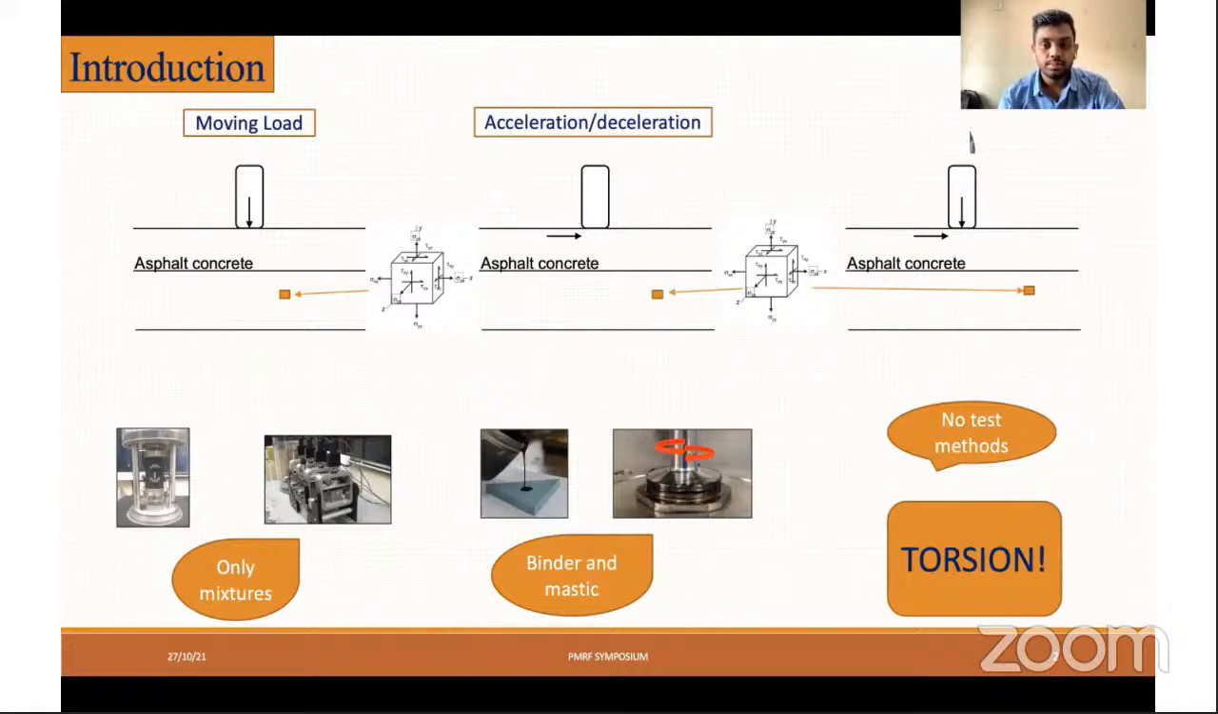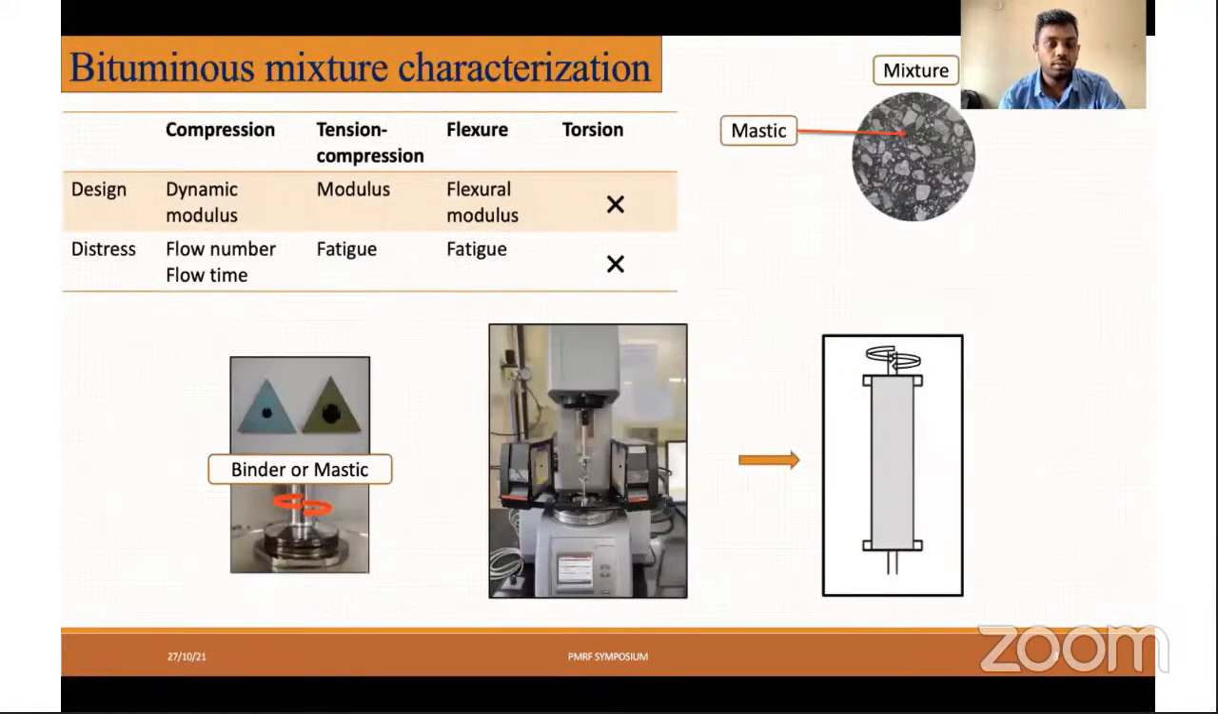When we look at the traditional characterization of bituminous materials and their loading conditions, bituminous mixtures are generally characterized in compression, which gives rise to the dynamic modulus for the design of pavements and also the master curve. It is also used for studying distress, which considers the flow number and flow time. There are also certain test methods which apply both tension and compression, resulting in a certain kind of modulus, and also help in fatigue distress characterization.